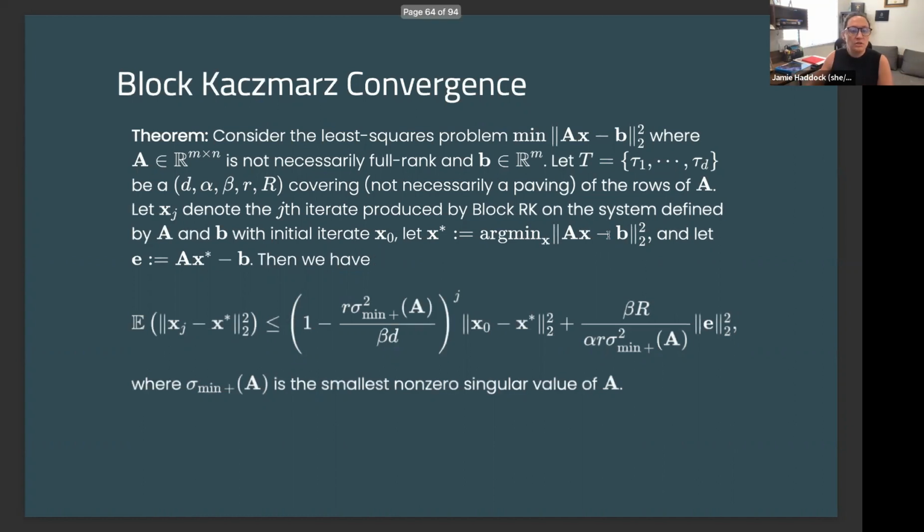Okay, and what we can show is that the expected squared error between the jth iterate and our least squares solution is bounded, up to some convergence horizon depending on the infeasibility of the least squares problem. Up to that convergence horizon, it's converging exponentially or linearly, however you like to think about it. And our convergence term, this coefficient that is decreasing, depends upon the parameters of our row covering and the minimum positive singular value of the matrix A.